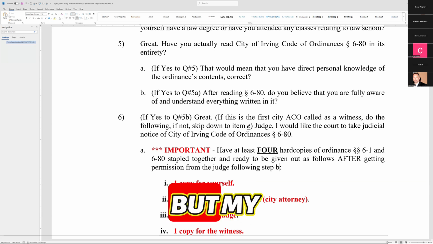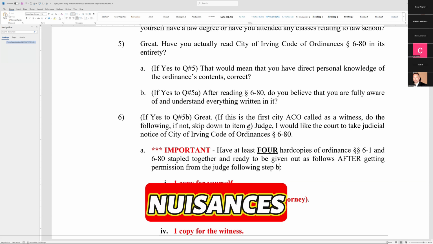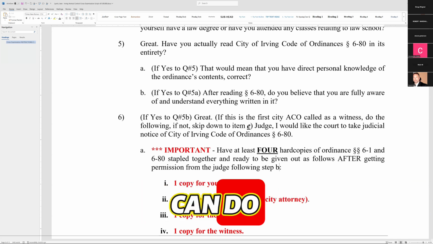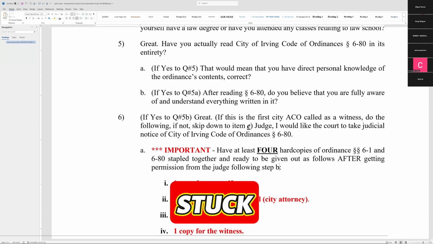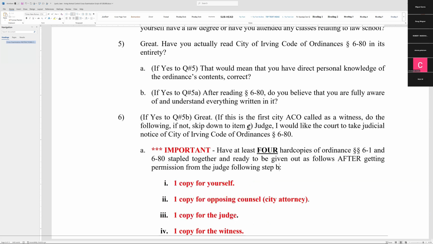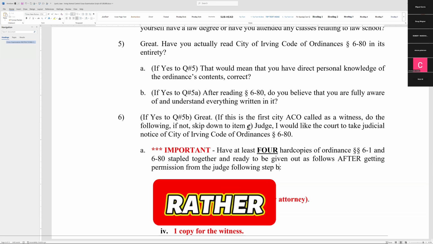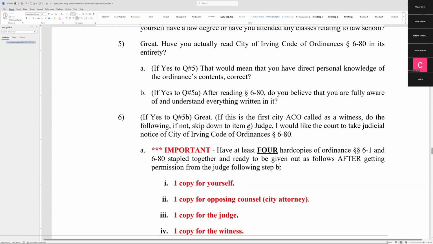My argument is that Texas has already defined what public nuisances are, and so they can't redefine what the Texas legislation says. They can do whatever they want unless they're basing it on a state law, Jane. Then they're stuck with what the state law says. So unless you can show where the ordinance they're attempting to use is itself based upon an actual state law, rather than completely enacted by the city, that's why the argument doesn't fly.